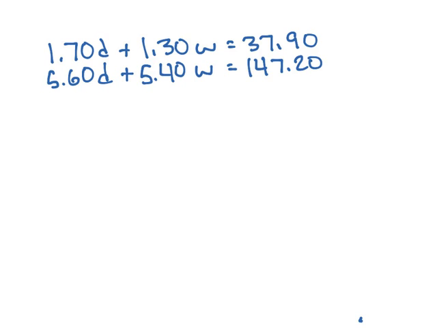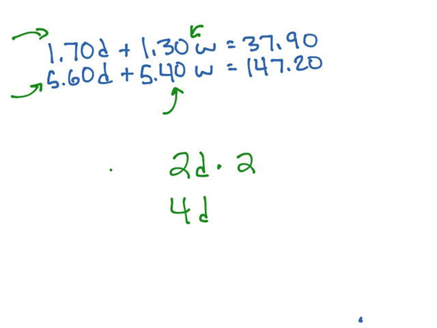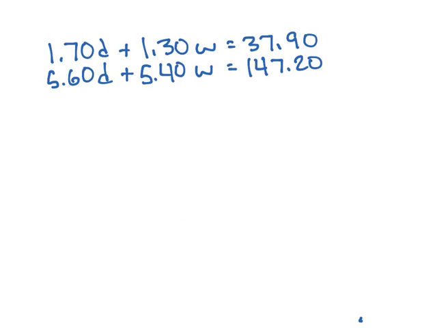Looking at this problem, I don't see an easy way to turn $1.70 into $5.60 or $1.30 into $5.40. There's not an obvious solution. It's not like we have 2 and 4 and we simply multiply the top by 2 to make them both into 4s. That's simply not going to work in this case. So we're going to do something a little differently. Instead of looking for a single number where they have the least common multiple, we'll jump straight to multiplying by the other value.